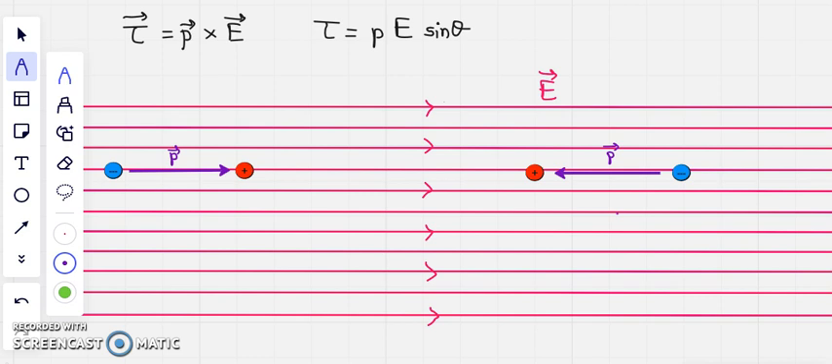In both cases, sine theta is going to be equal to 0. So in the first case, theta is 0. In the second case, theta is 180 degrees. In both cases, sine theta is equal to 0, and net torque on the dipole is equal to 0. Part B is asking which of these is the stable state and which one is the unstable state.